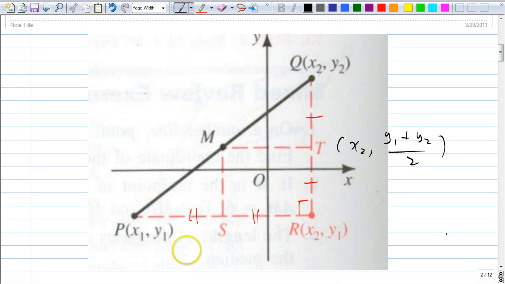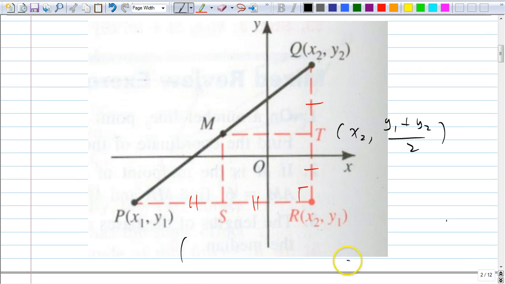What about the horizontal line? What is the ordered pair for this S? What must be in common? Y. So y sub 1. We know it's going to be y sub 1, because they're horizontal lines. What about the x then? It's the average: x sub 1 plus x sub 2 over 2. Isn't that right? So then what is the ordered pair for M?